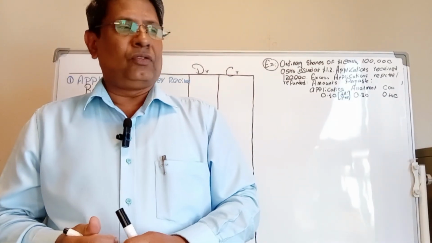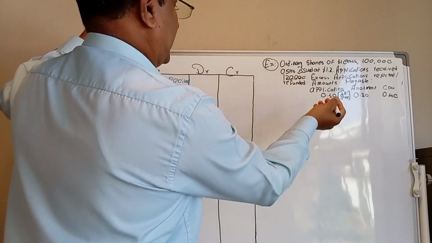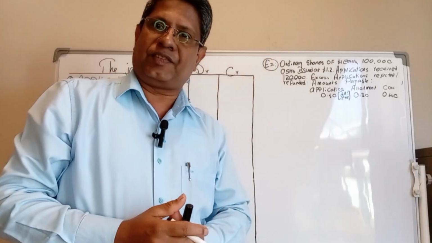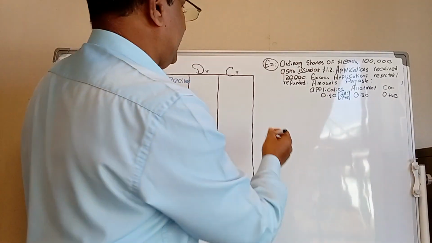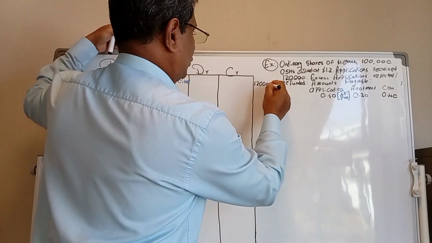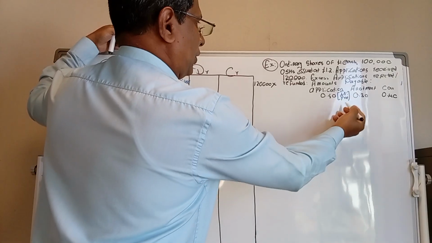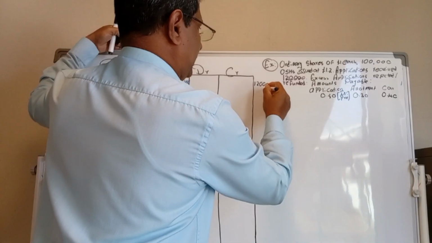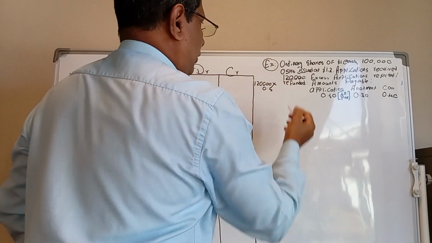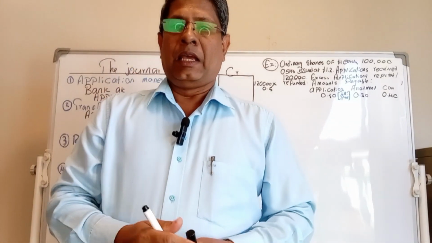The first one we are going to look at is how to record the application money. How many applications are we receiving? We are receiving 120,000 applications. What's the application amount? 0.5. So 120,000 multiplied by 0.5 will be 60,000 pounds: number of applications times the application money.